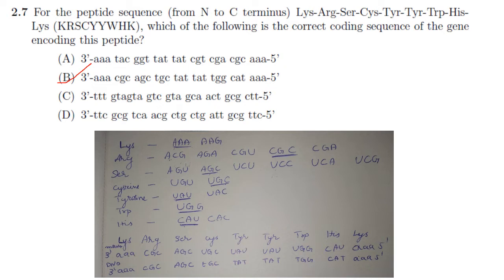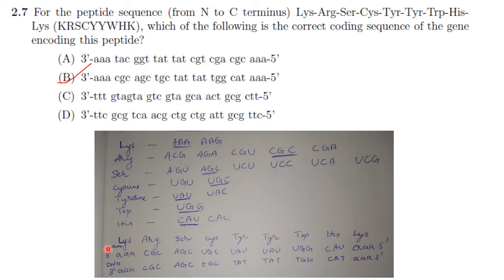Next one. For the peptide sequence from N to C terminus, which of the following is the correct coding sequence of the gene encoding the peptide? So lysine is encoded by 2 codons, arginine by 5 codons, serine by 6 codons, cysteine by 2 codons, tyrosine by 2 codons, tryptophan by 1 codon, and histidine by 2 codons. So this is the sequence of the peptide that they have given in the question.